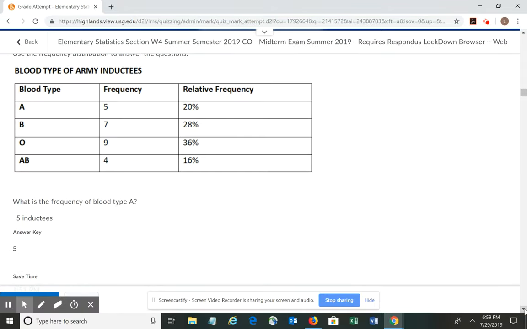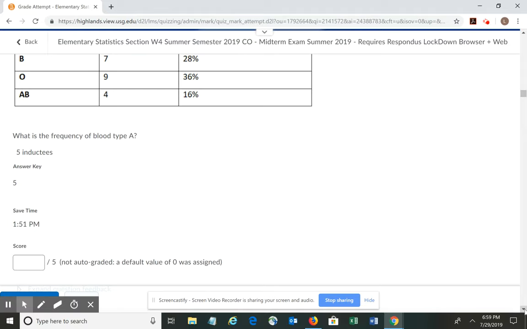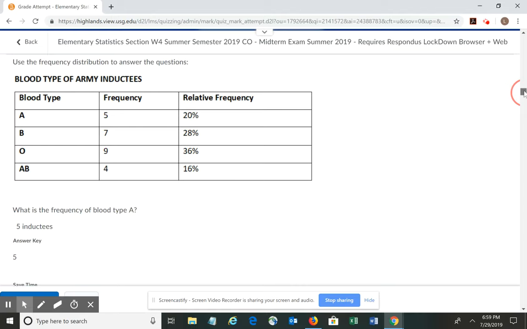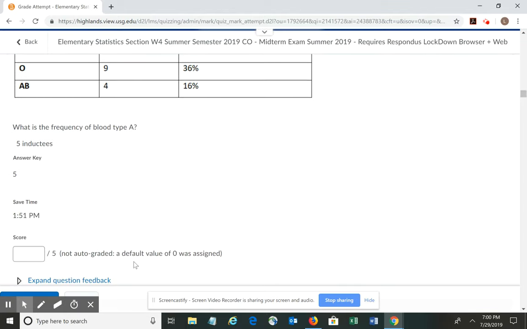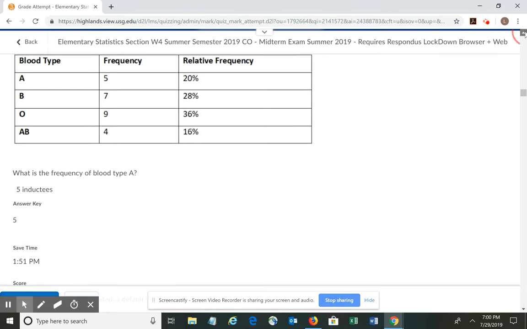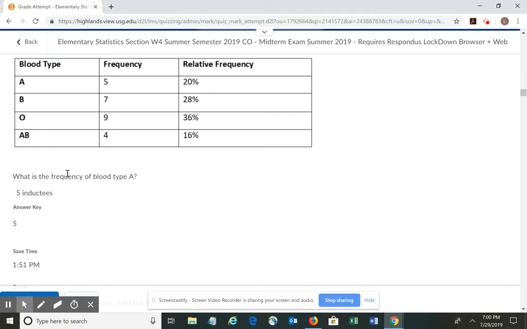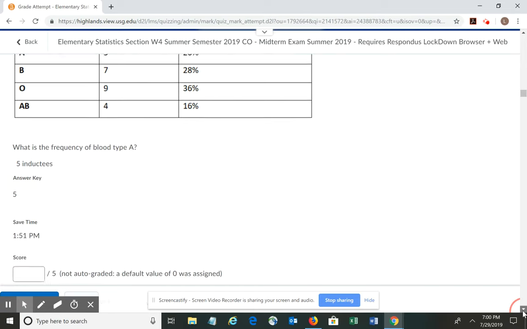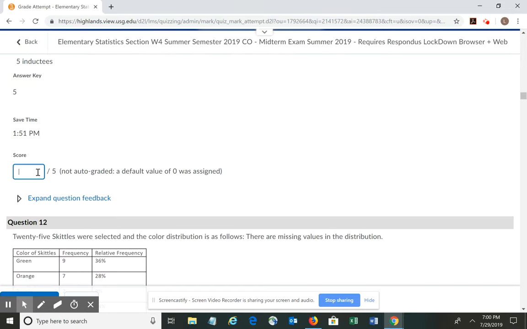All right, then when you get to the next list, notice that when you get to question 11, which deals with the qualitative frequency distributions, it looks like it's not auto graded. It was automatically graded as a 0, so you want to make sure that she got the right answer. Now the answer key does give you the answer, but you want to double check it against the table because there were some issues with that. So what is the frequency of blood type A? Frequency was 5. She put 5. So in the box, I'm going to click in the box and put 5.